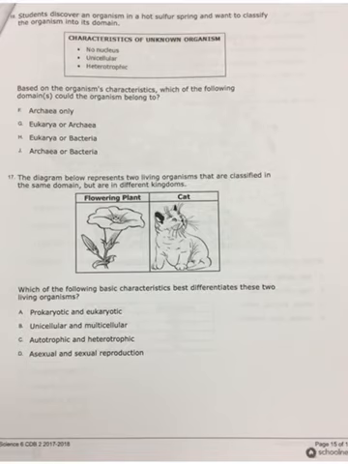Number 17. The diagram below represents two living organisms that are classified in the same domain but are in different kingdoms. Flowering plant, cat. Which of the following basic characteristics best differentiates these two living organisms? A, prokaryotic and eukaryotic. B, unicellular and multicellular. C, autotrophic and heterotrophic. D, asexual and sexual reproduction.